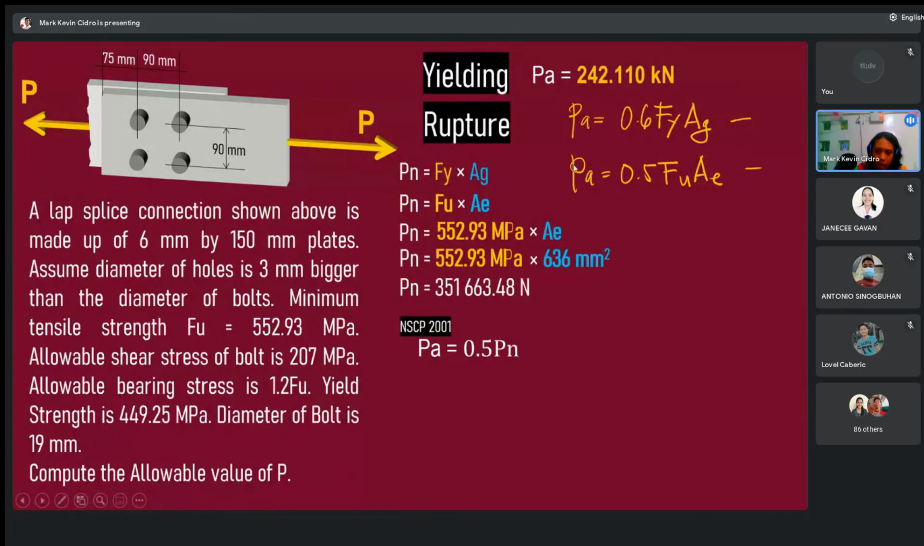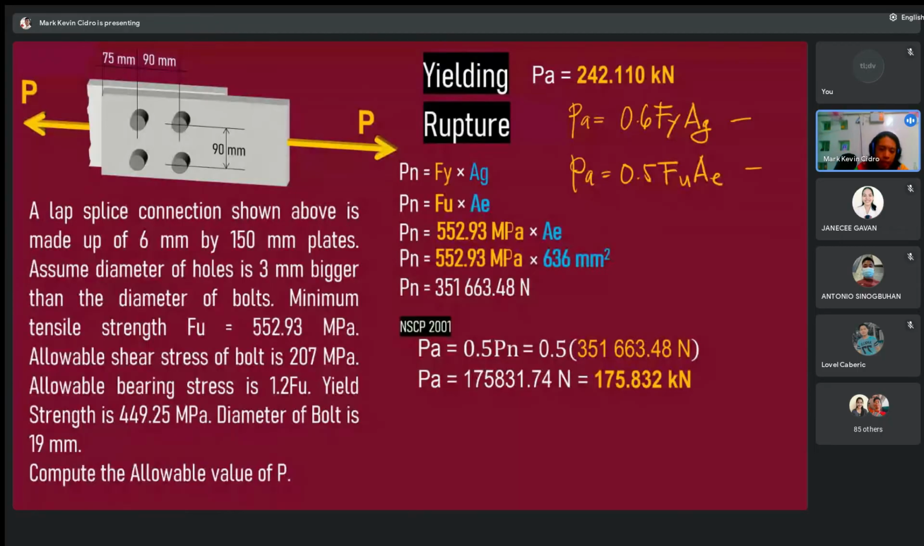Take note, for 2001, PA is equal to 0.5, and your PN is equal to Fu times AE. That is the rupture. When you substitute the value of PN, you will get PA equal to 175.832 kilonewton.